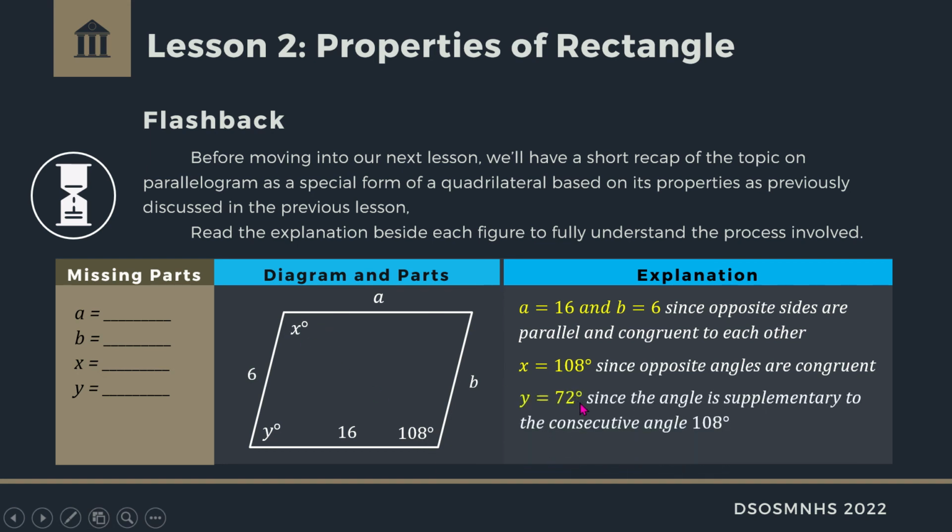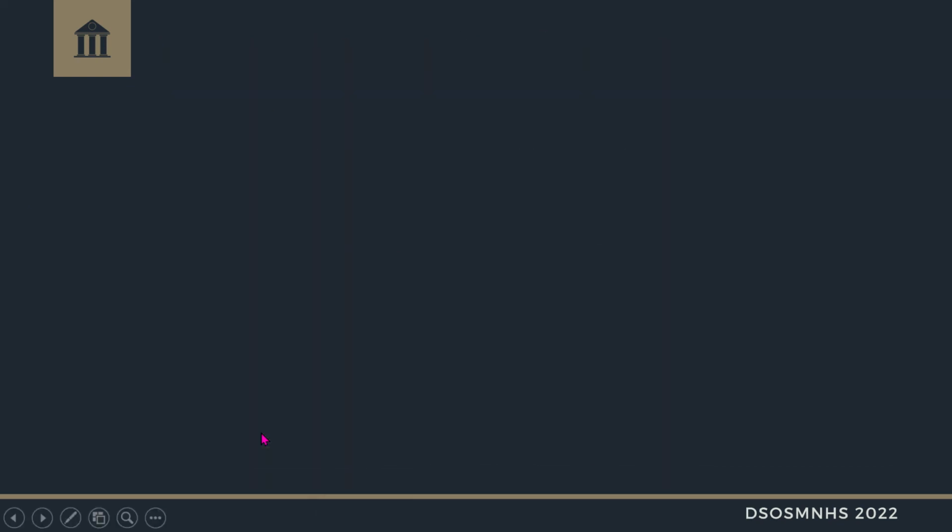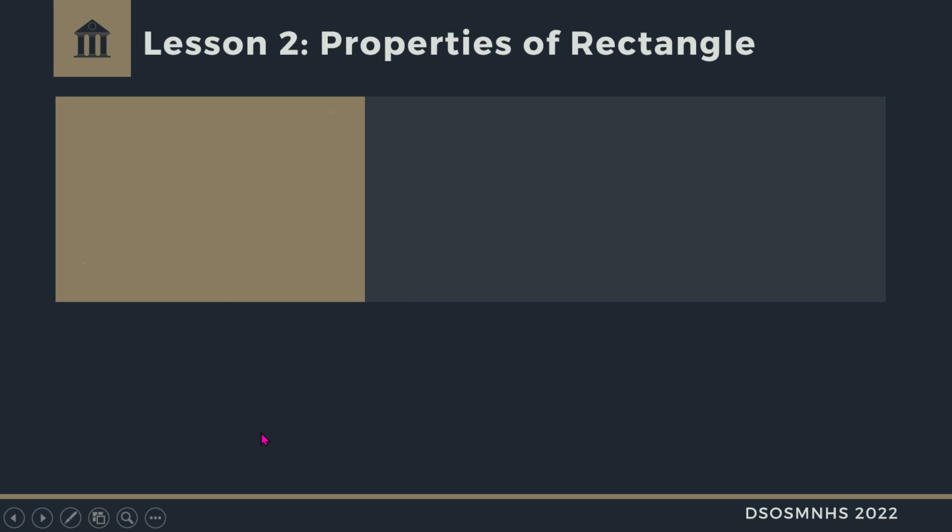Then Y is 72 degrees since the angle is supplementary to the consecutive angle, which is 108 degrees. So angle Y plus 108 degrees should be equal to 180 if they are supplementary to each other. So therefore 180 minus 108 is 72 degrees. Second example for the recap.